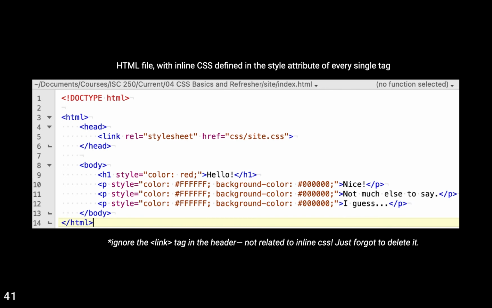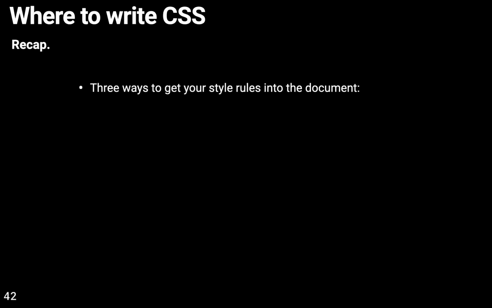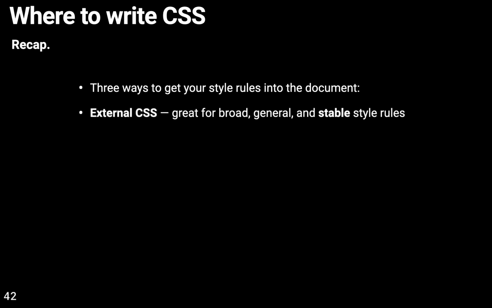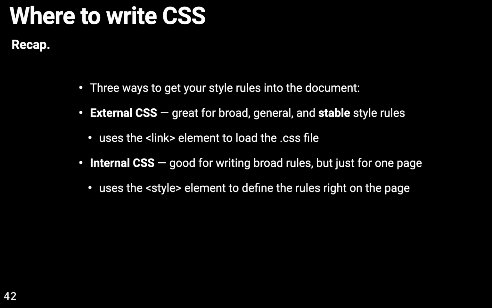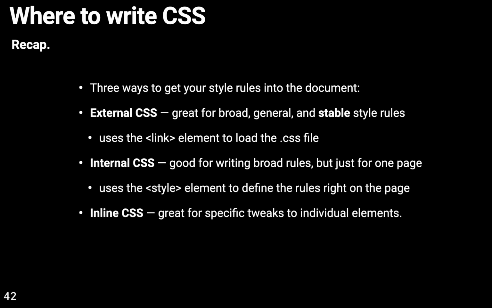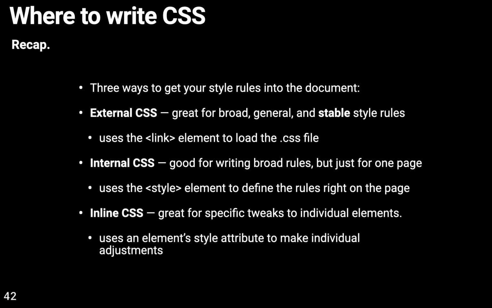So that's the idea. You have 3 different basic ways to get CSS into your document. Leading us to the recap, we got those 3 ways. External CSS, great for broad, general, and stable style rules. You use the link element for those. Internal CSS is great for writing broad rules, but just for one page. Use the style element for that. And then inline CSS is great for specific tweaks to individual elements. Use an element's style attribute to make individual adjustments.